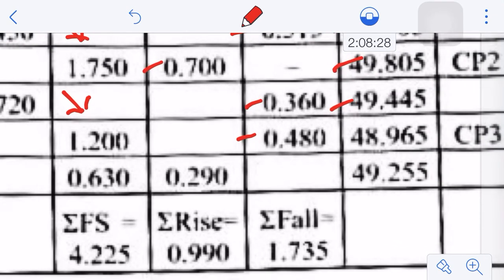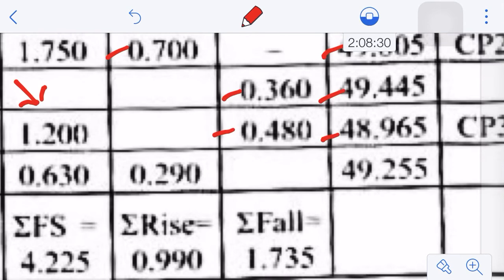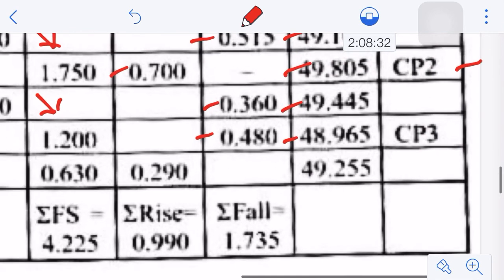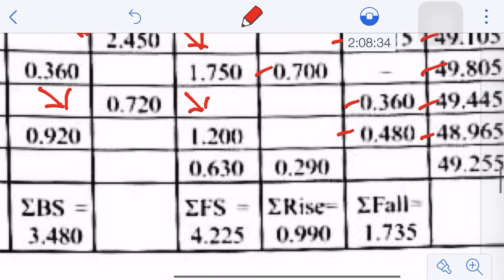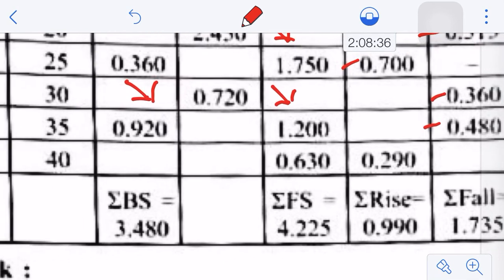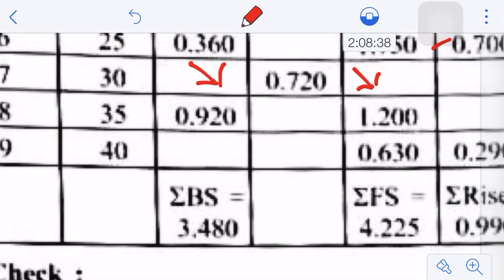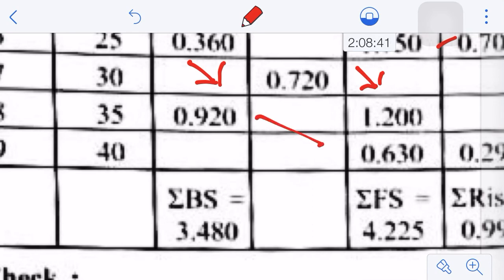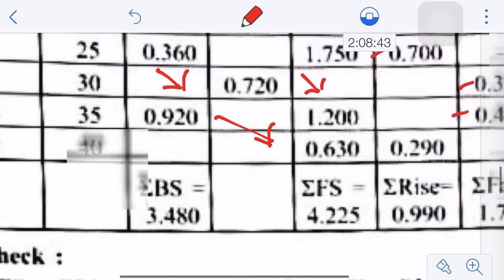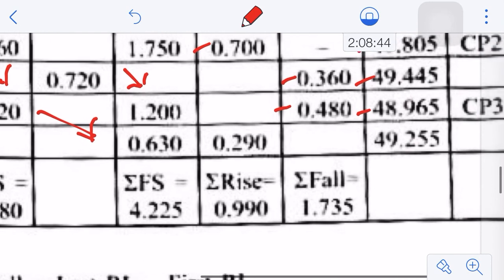Subtract it from 49.445, you are going to get 48.965, and this is CP3, change point 3, so there has to be a BS, and it is that line 0.920. So finally for station number 9, you are moving from 0.920 to 0.630.